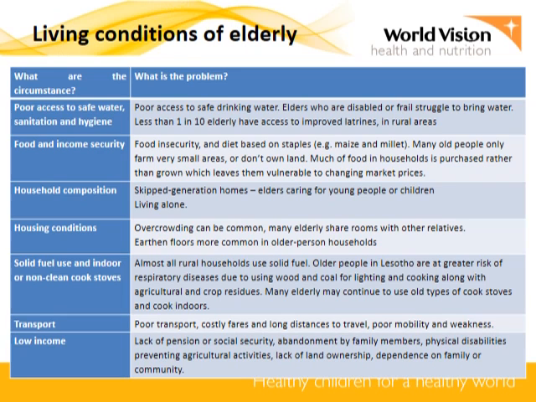An important role of the village health worker is to look at the living conditions of the elderly. Elderly people, especially those who are not living with younger family members, often experience poor living conditions which can exacerbate or be exacerbated by their health problems. So the first one is access to safe water, sanitation and hygiene. So less than 1 in 10 of the elderly have access to improved latrines in rural areas.